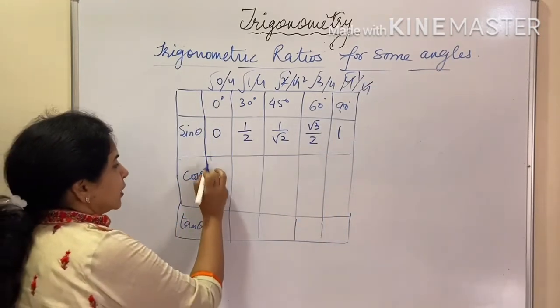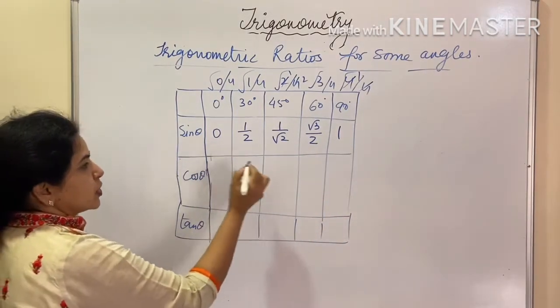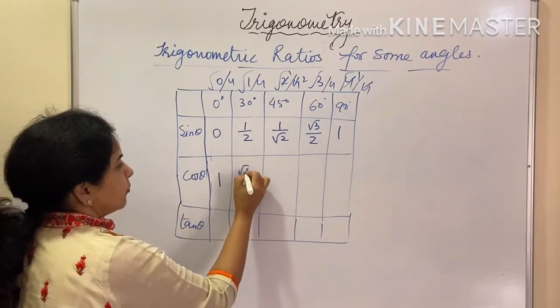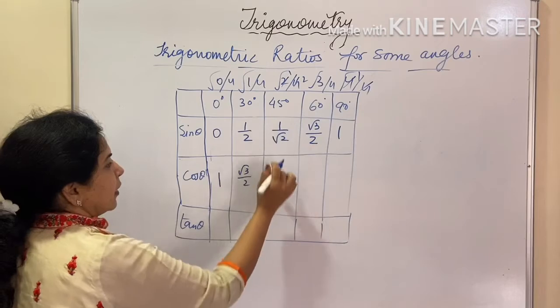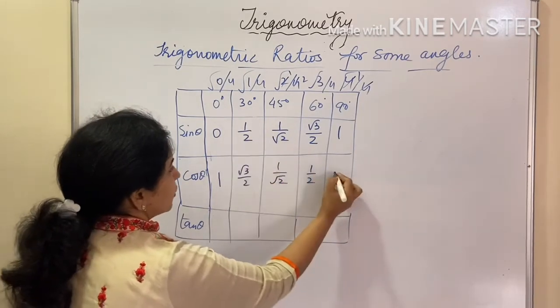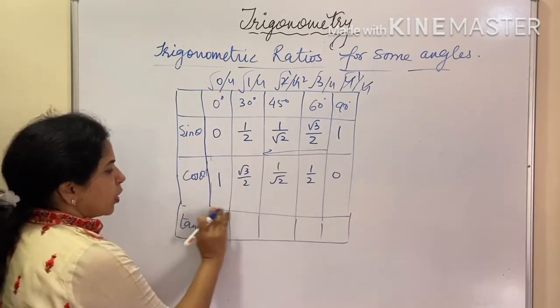Now how to write the next column, which is for cos theta? Just reverse the values. The last column value will be here in the first column, second last in second, third in third, and this here and 0 here. Just reverse the values for the second column.